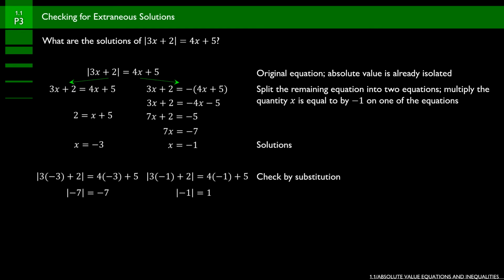Now, one key thing that you need to remember about all absolute value equations is that an isolated absolute value cannot be equal to a negative number. So if we look at that first equation, the absolute value of negative 7 equals negative 7, we already know that this is not a solution, because what is the absolute value of negative 7? It's 7. And 7 does not equal negative 7, therefore negative 3 is not a solution. Over on the other equation, the absolute value of negative 1, that is 1. So 1 does equal 1, which means that the answer that we plugged in there, negative 1, is a solution to the original absolute value problem.